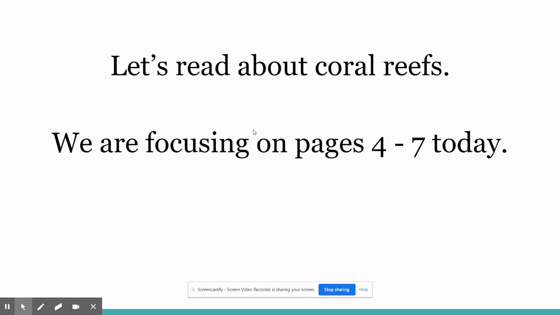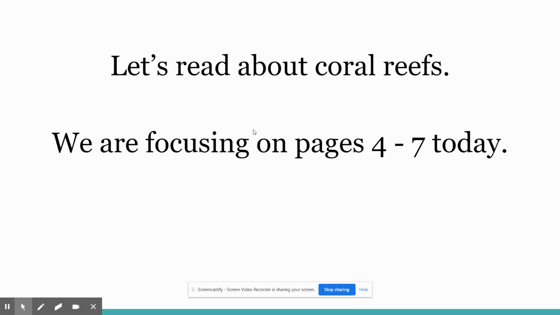Introduction. Coral reefs are made up of many types and shapes of corals. Reefs are very busy places. Millions of sea plants and animals live in and around reefs. Now, scholars, before we move to that next section on page 4, I see a photograph at the top of page 4 with a caption. Let's read that caption together. Ready?